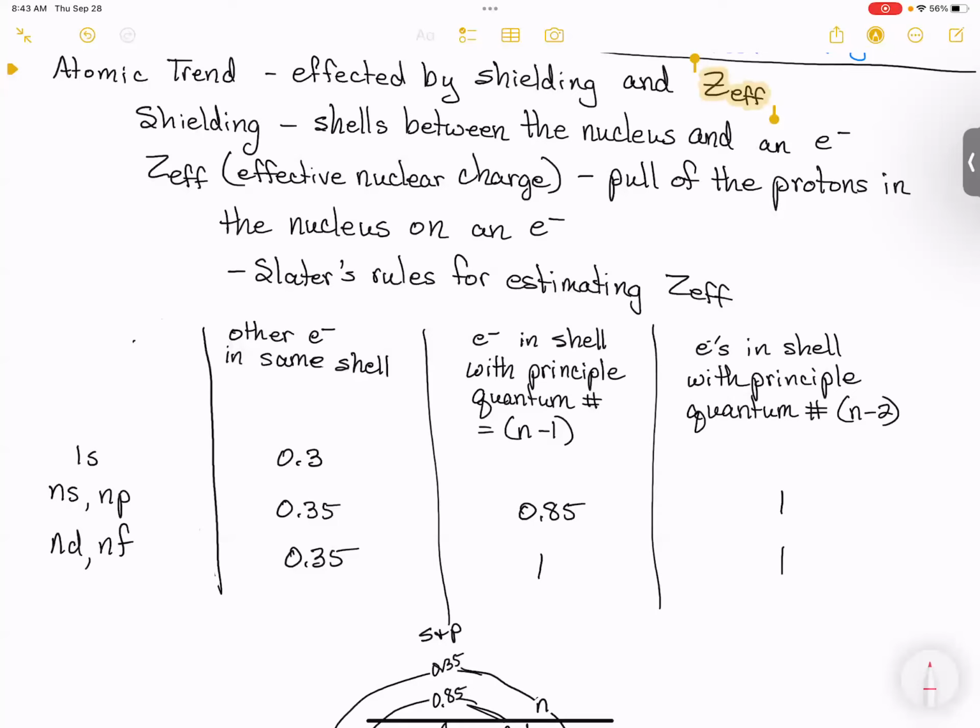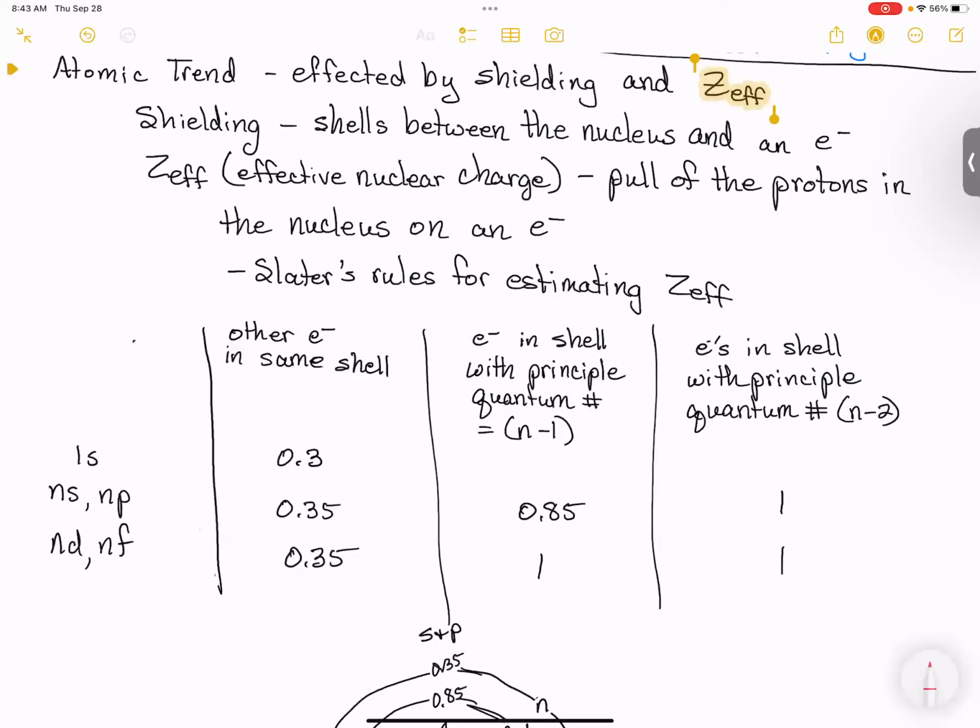The other part of the story is a very important part of the story, and that is the Z effective. Z effective is the effective nuclear charge. Basically, Z effective describes how strongly the nucleus pulls on those outer electrons. In other words, you can think of it as a magnet.